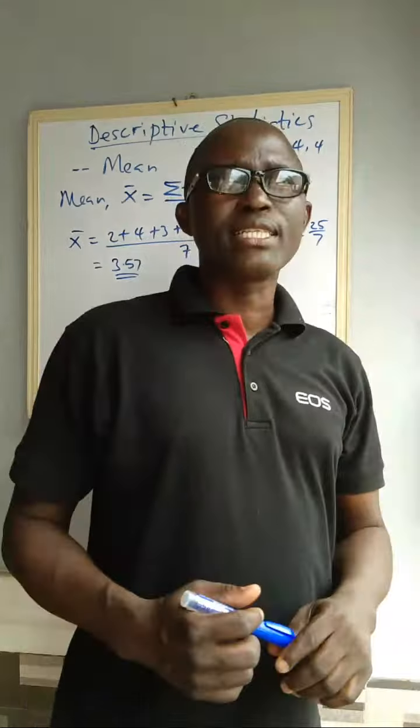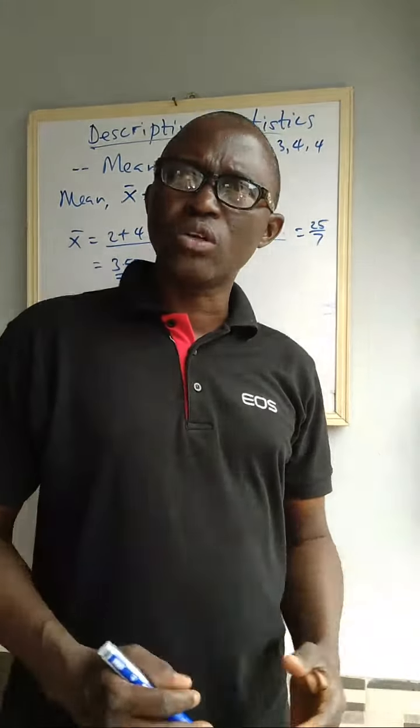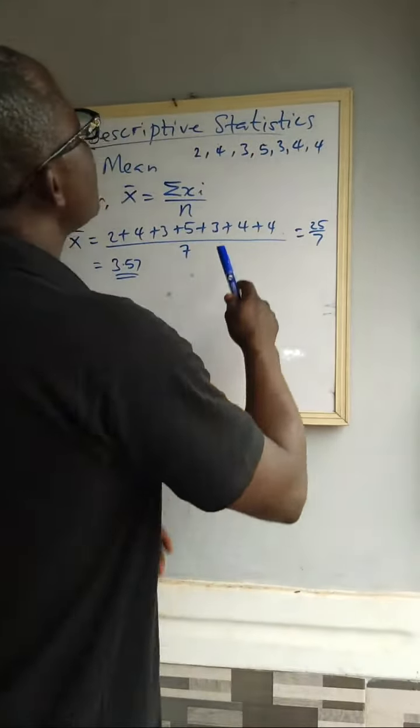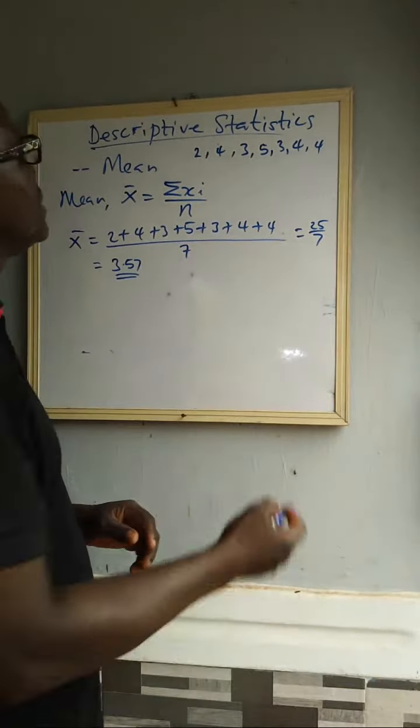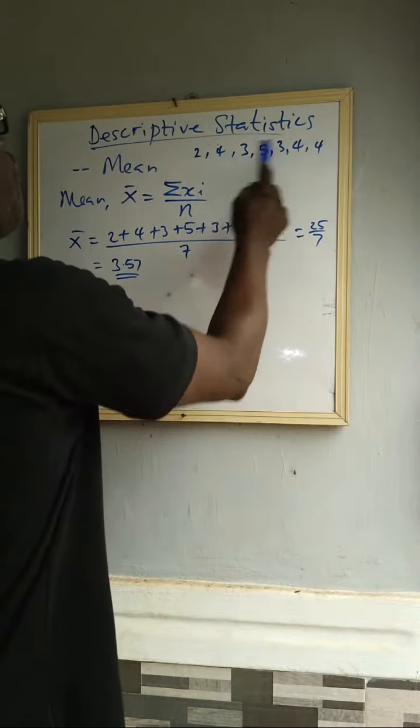Now if you want to look at it again, you can look at, okay, what is the mode? What is the median? The mode, when you look at it critically, which is actually the most occurring item, here is 4.